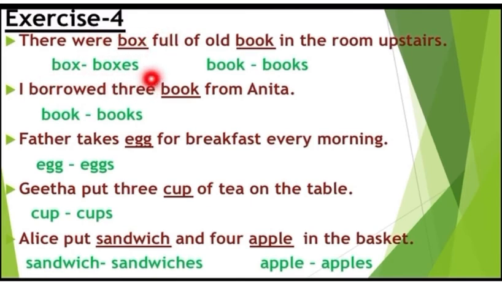In this, we are going to correct the nouns. So, first one is, there were box full of old book in the room upstairs. So, did you notice that box should be boxes and book should be books? Because there were boxes. It is the past tense, so we have to follow the rule, so for the x we are going to add es, boxes, and book will become books, only add s.